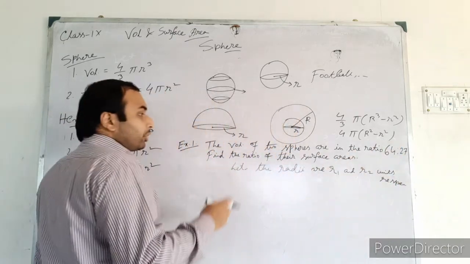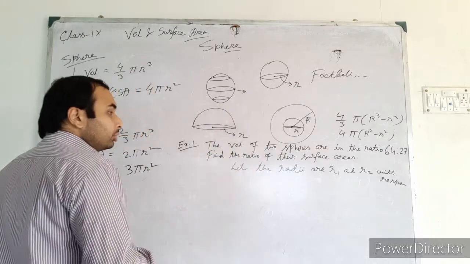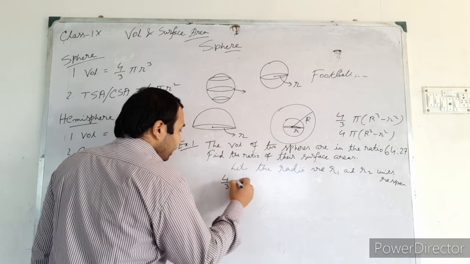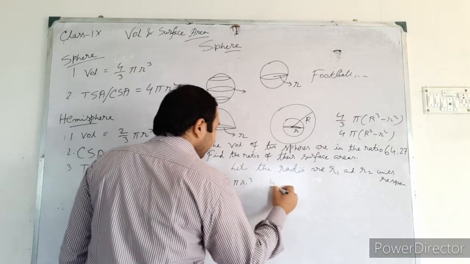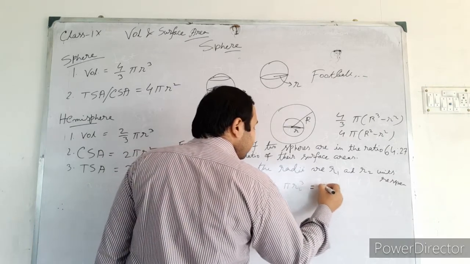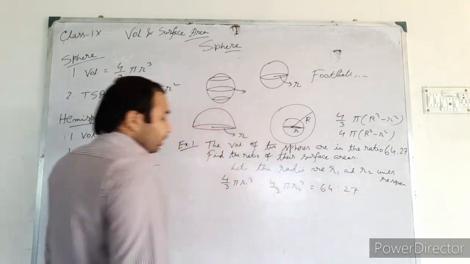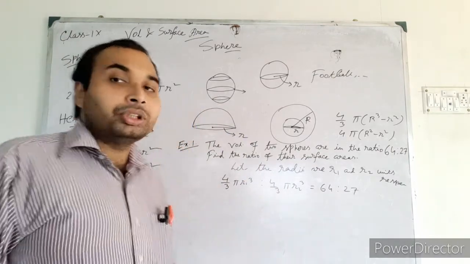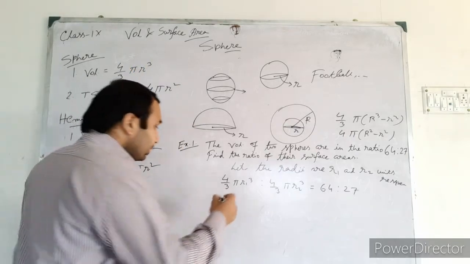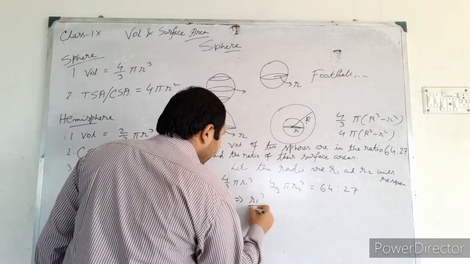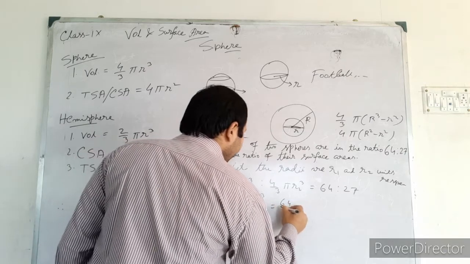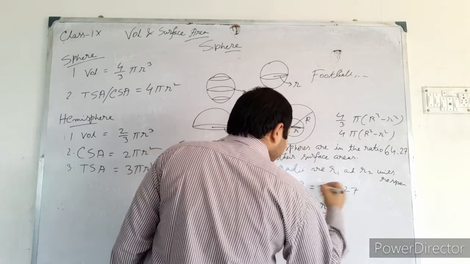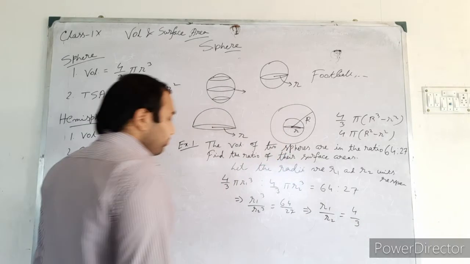For two spheres, I have taken R1 and R2 as radii. So the volume, that means 4/3 pi R1 cube is to 4/3 pi R2 cube equals 64:27. Students, here 4/3 pi will be cancelled out. Only R1 cube by R2 cube will be there. So I can take R1 cube by R2 cube equals 64/27, and from here we can conclude R1 by R2 equals 4/3.